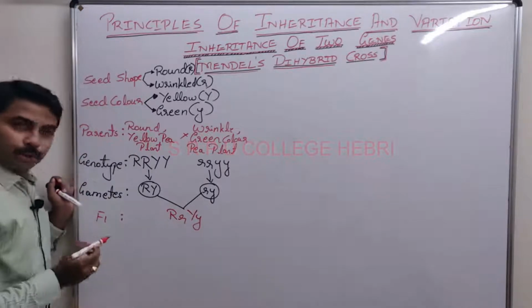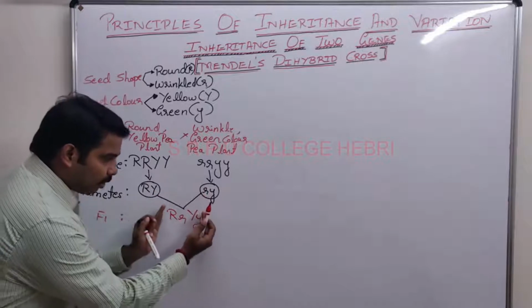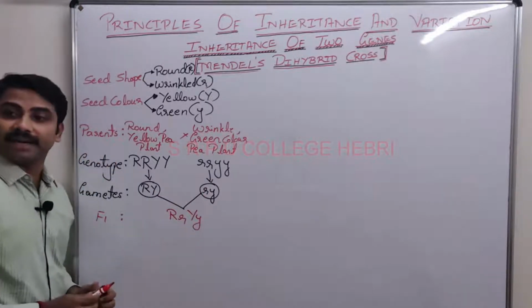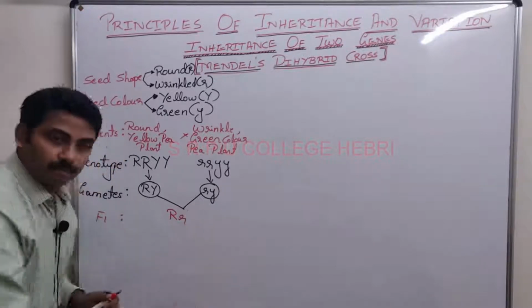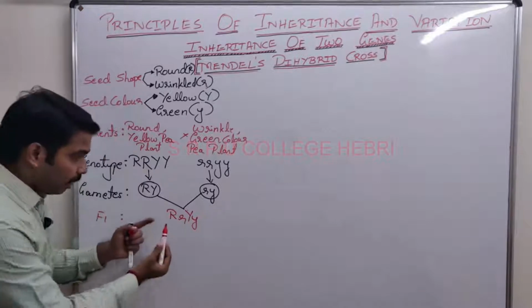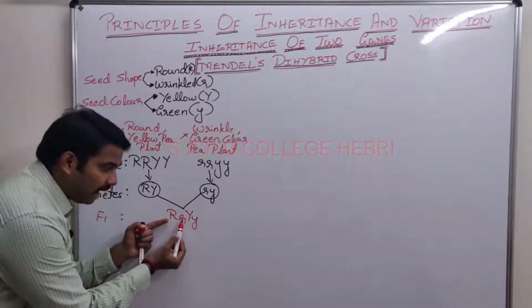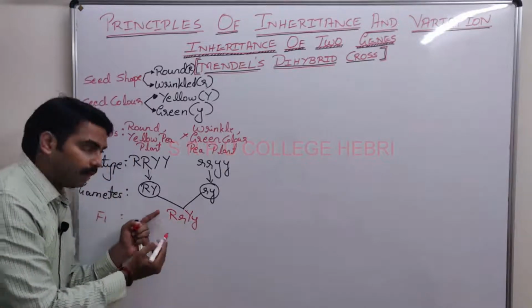The mistake that you make is writing capital R capital Y small r small y together. No, it is not like that. How do you have to write? Capital R small r, right? Capital Y small y. Why are you writing capital R small r together? Why not capital R capital Y?